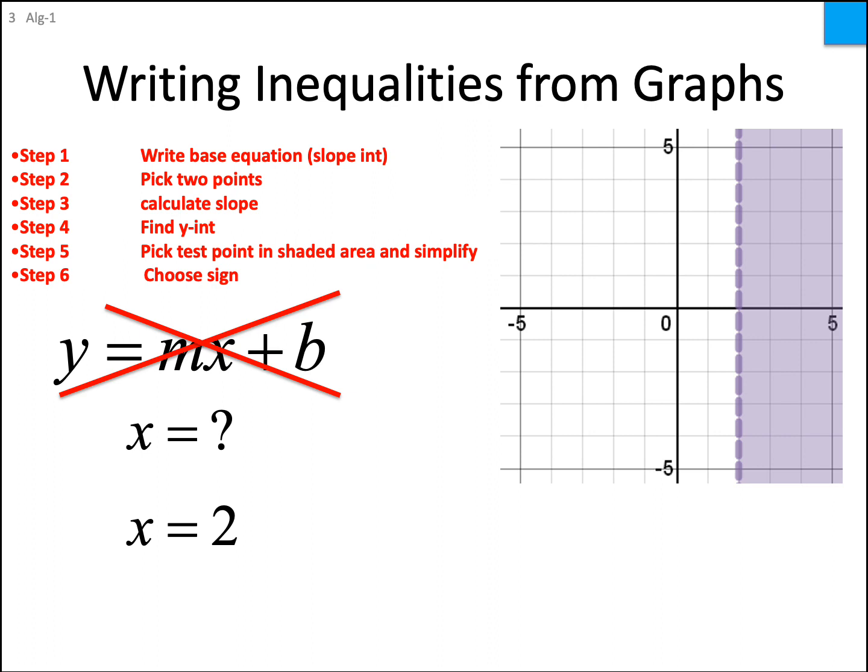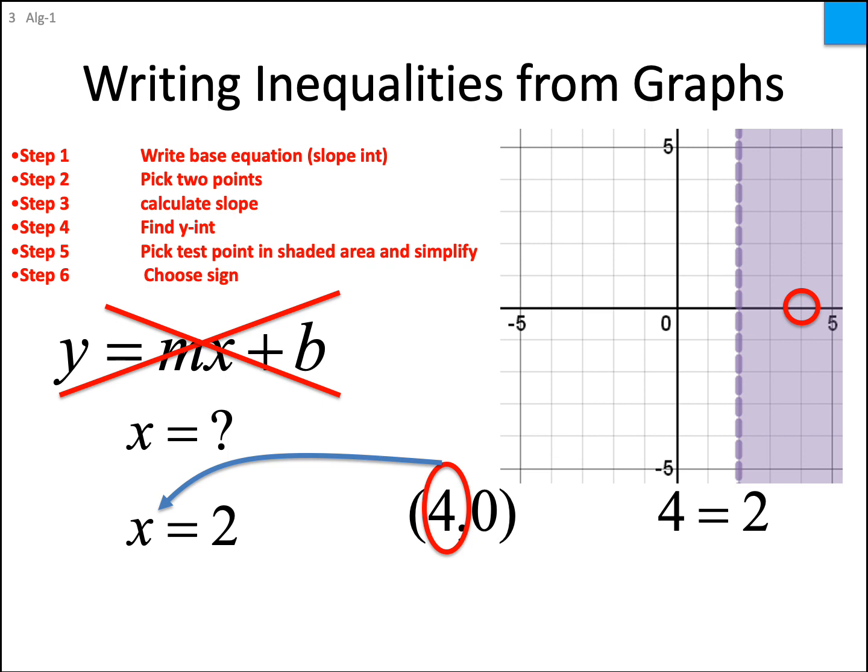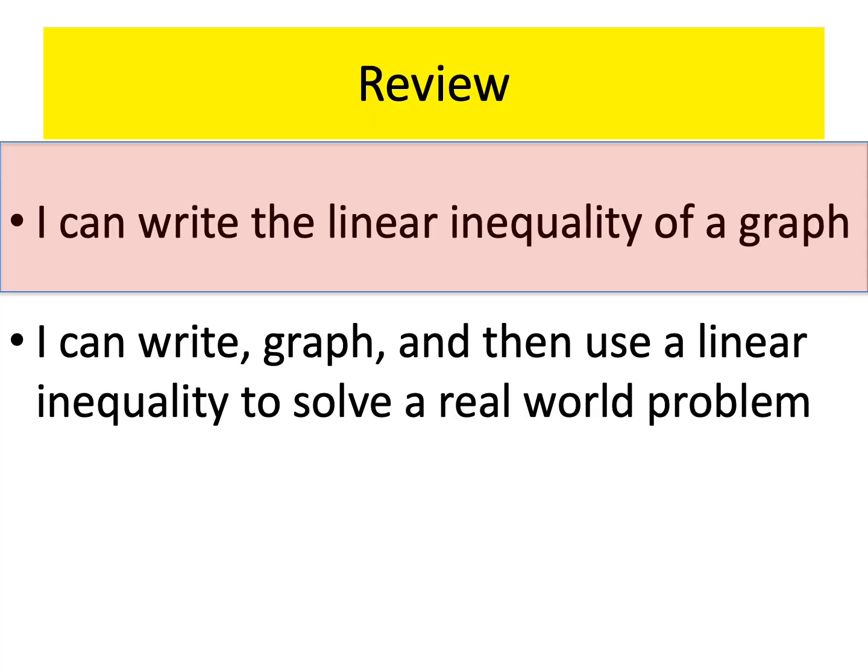I did not choose 5, 5. I should have; that would make it easier, right? So I'm going to choose that point right there, which is 4, 0. The x value there is 4. So when we throw 4 into x, I have to make that a true statement. What inequalities would make that true? Greater than or greater than or equal to. Therefore, 4 would be greater than 2, or 4 would be greater than or equal to 2. Which one are we going to use? It's a dashed line, so we use the greater than symbol. Therefore, x is greater than 2. Make sense? Okay, hopefully that wasn't too challenging.